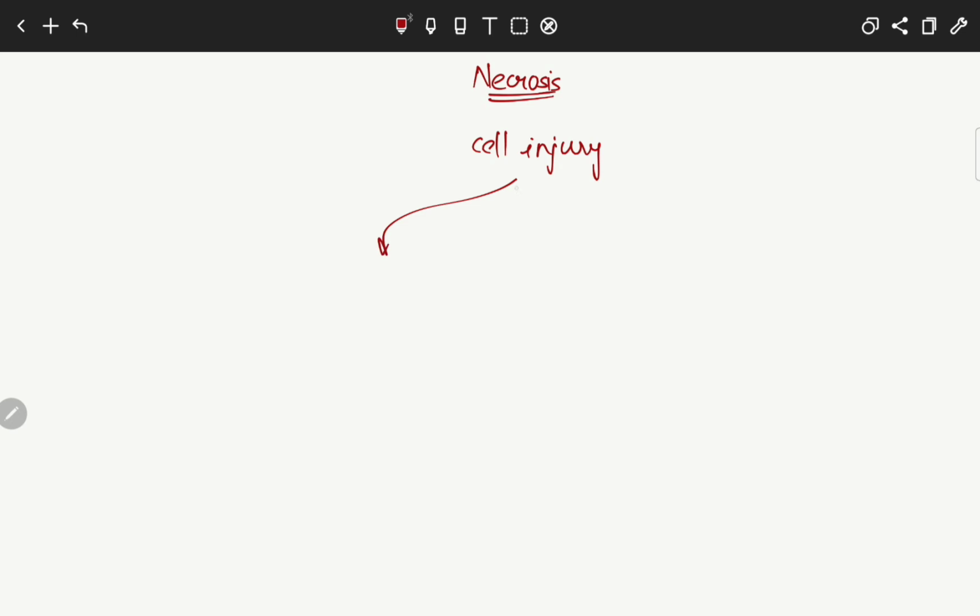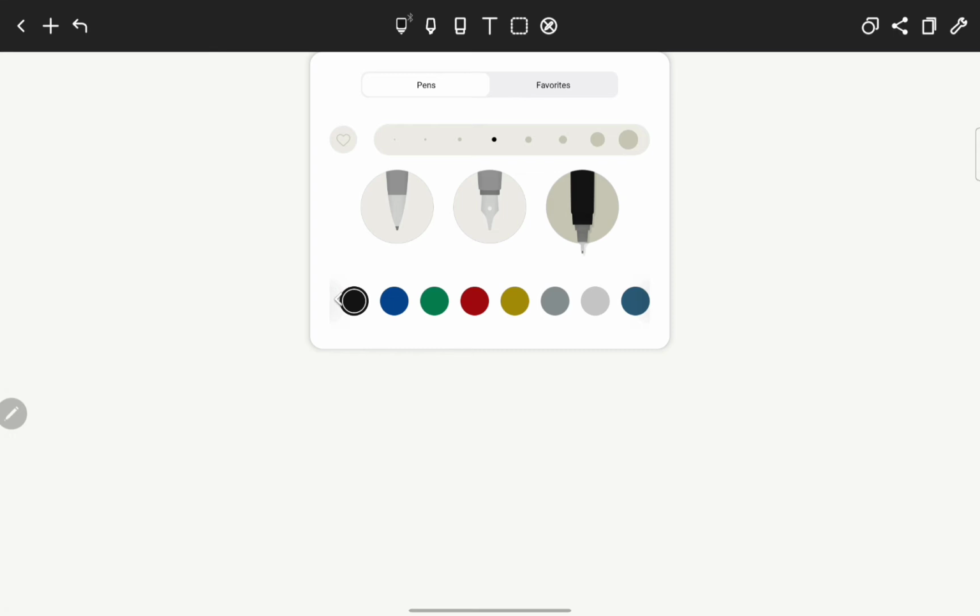That is, one by apoptosis and the other by necrosis. So now let us first see the definitions of apoptosis and necrosis. So what is the definition of apoptosis?